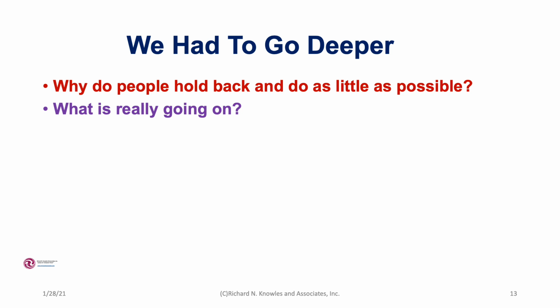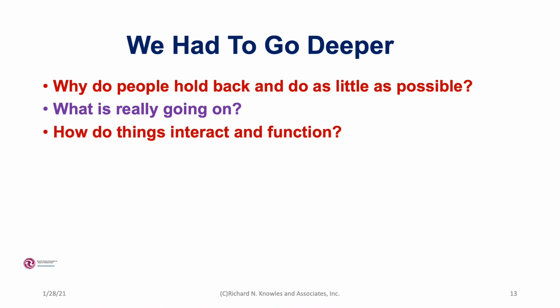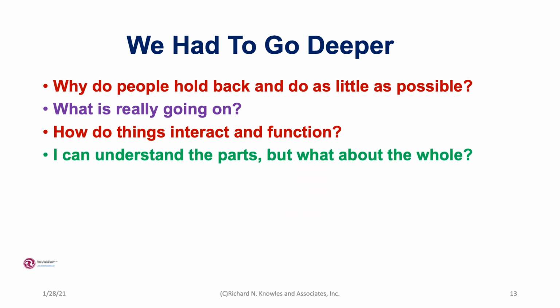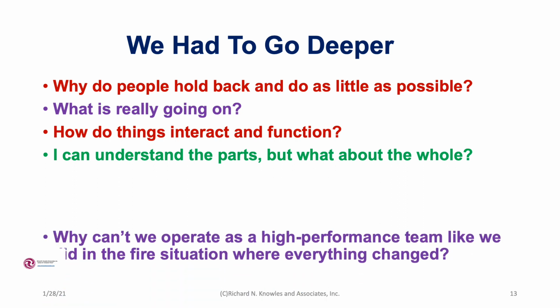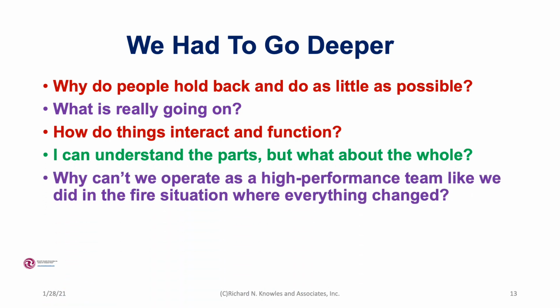In my office, could I really tell what was really going on? I didn't know. How do people and things interact and function together? I didn't know. How can I understand the parts? What about the whole? The interactions, the creation of the whole Bell plant and the whole operation. And why can't we operate as a high-performance team like we did in the fire situation, where everything changed? Why can't we sustain that work?